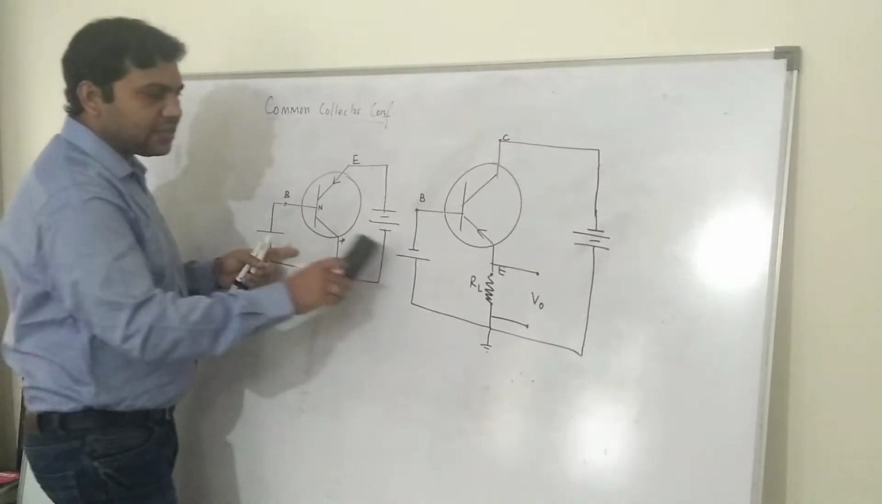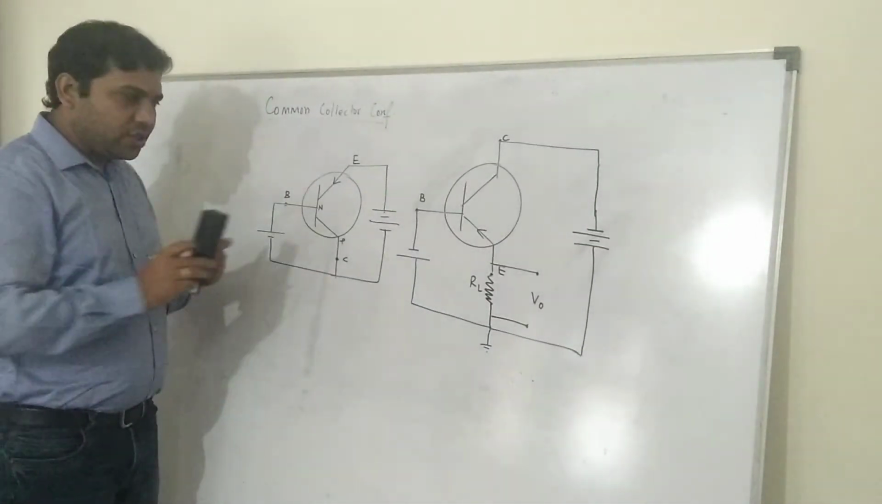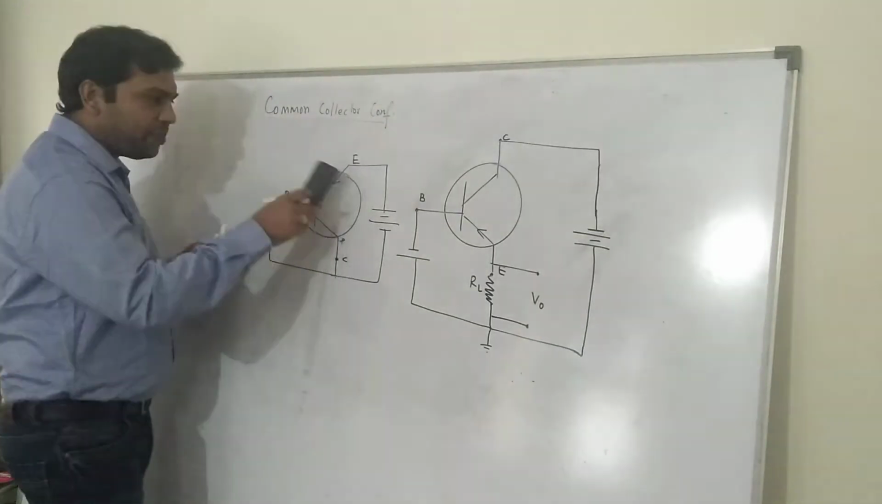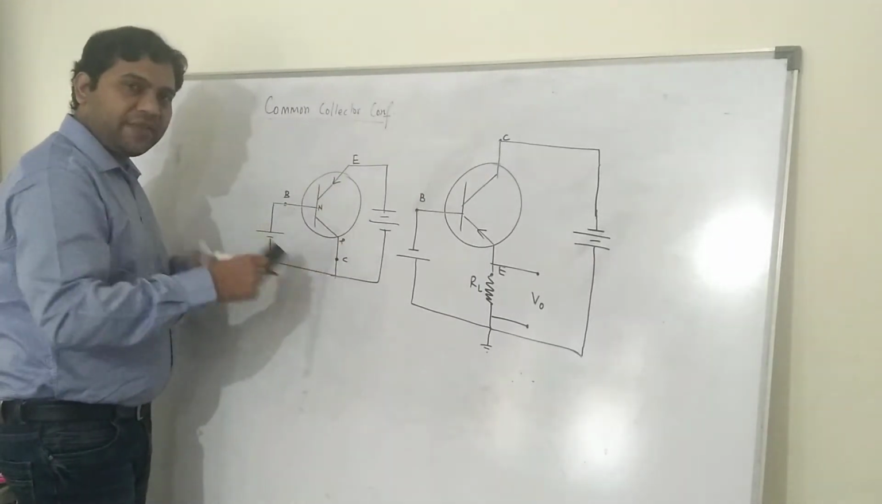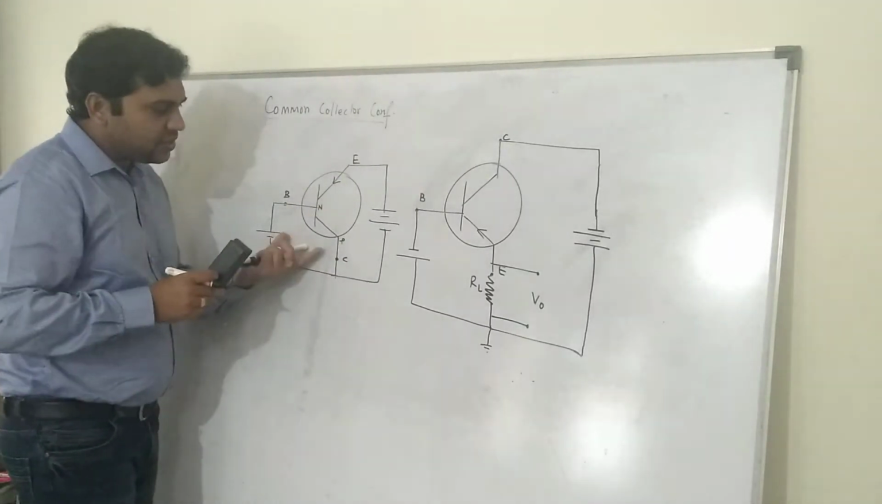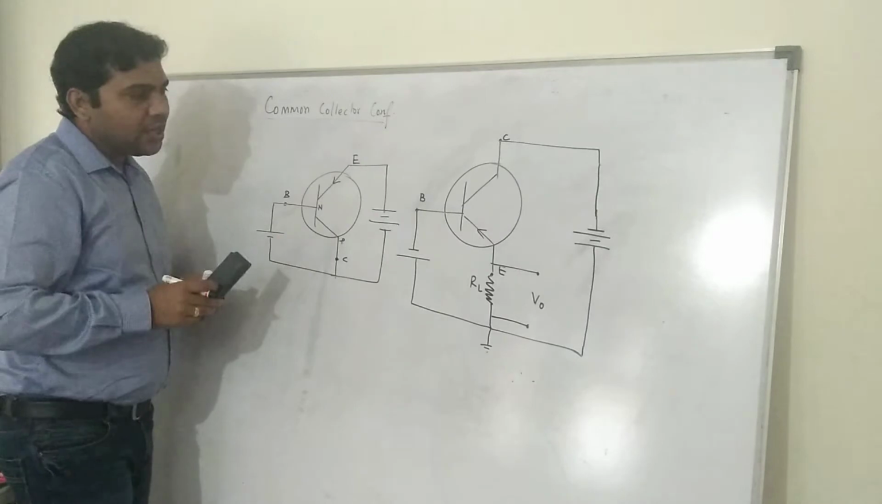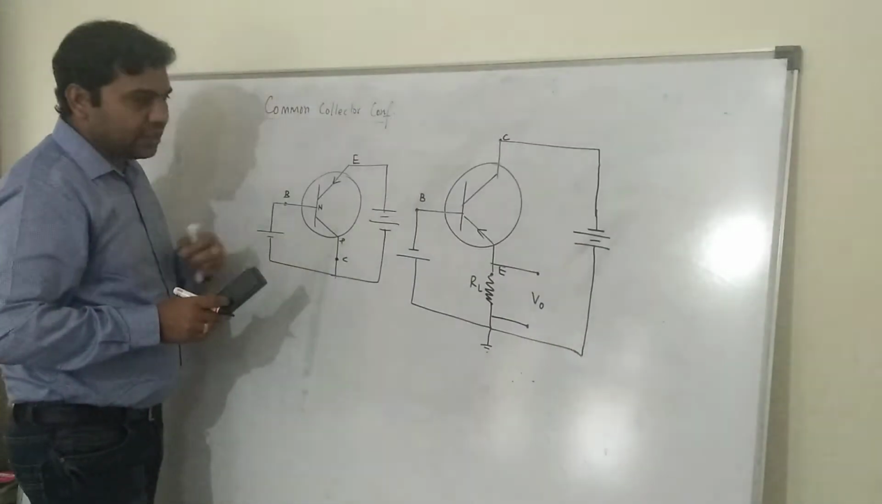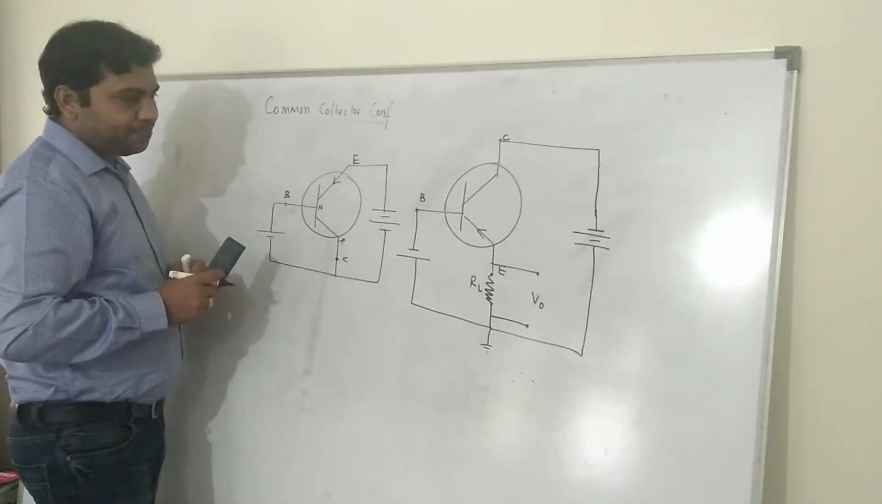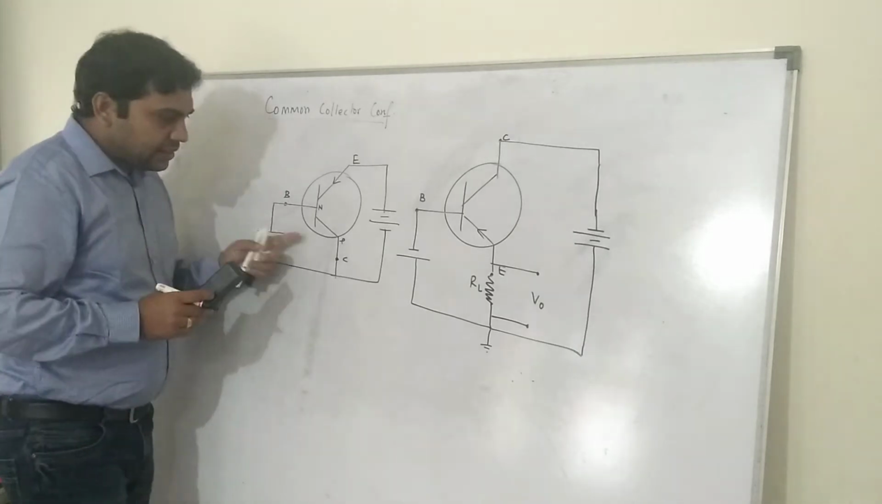Both the circuits are equally good. This is similar to what we have drawn in the previous lectures, so this is easy to understand. So instead of this, I will draw this. Okay, so this is the circuit diagram.